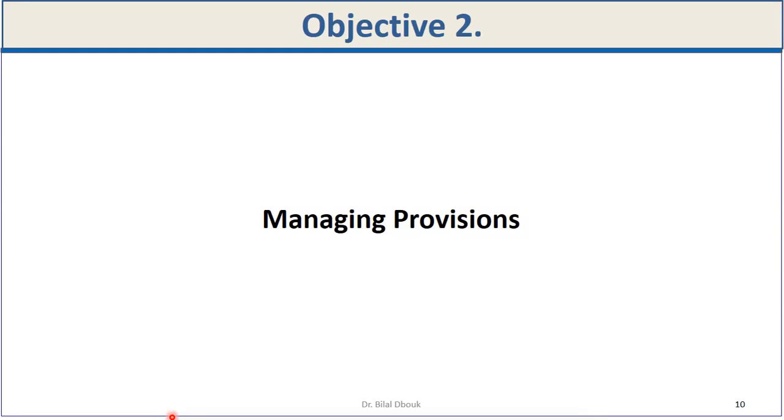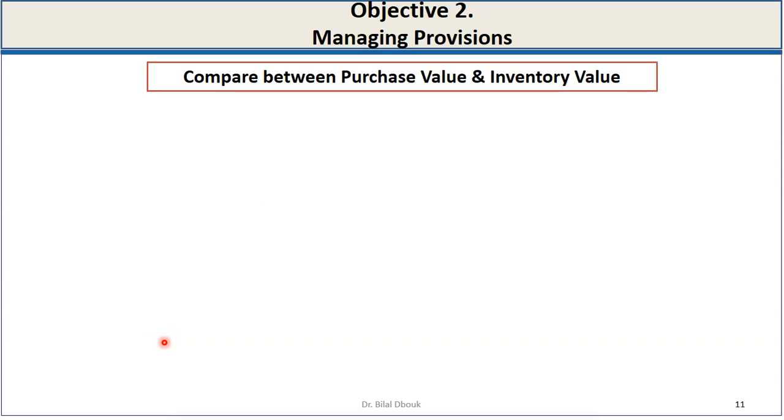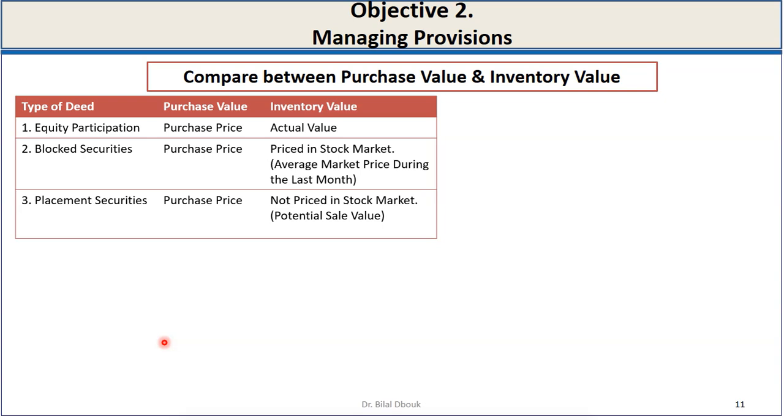After we have seen in objective 1 what are the main accounts used on the Lebanese chart of accounts for financial instruments and portfolio bills, we continue with objective 2, how we manage provisions for these types of financial instruments. First, we have to compare between what's known as the purchase value and inventory value.